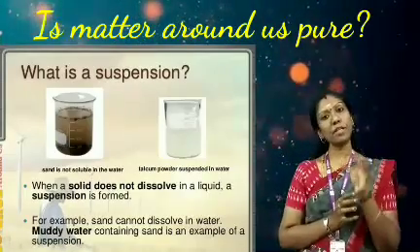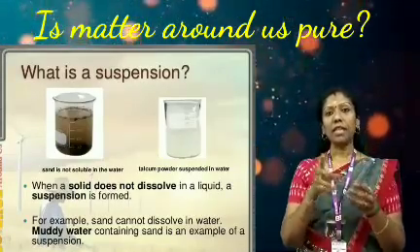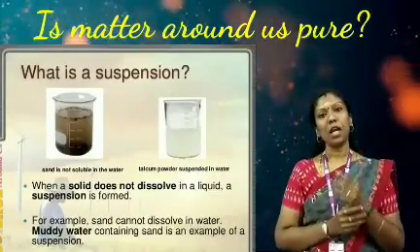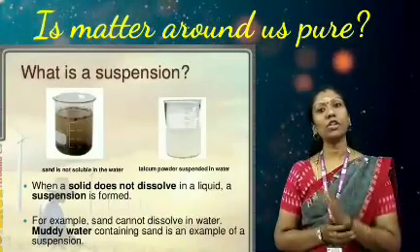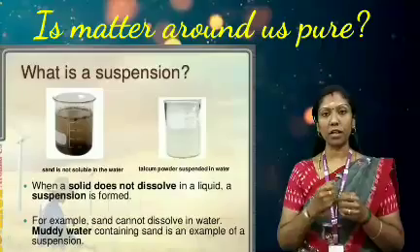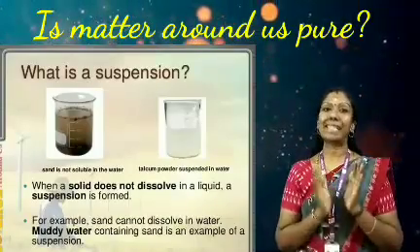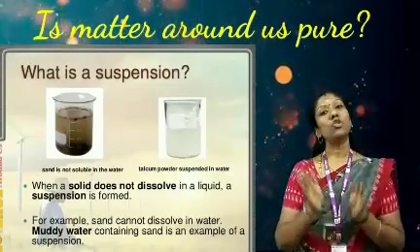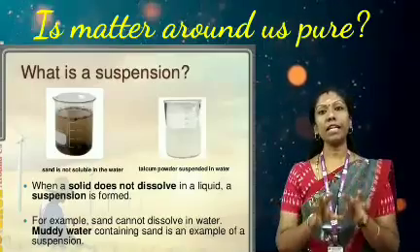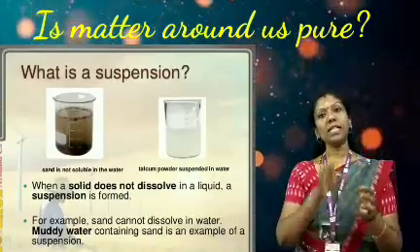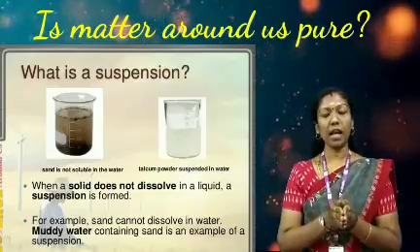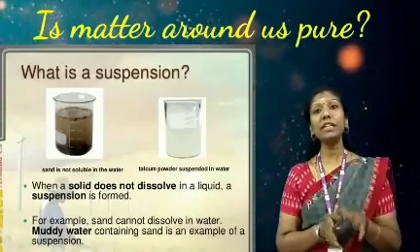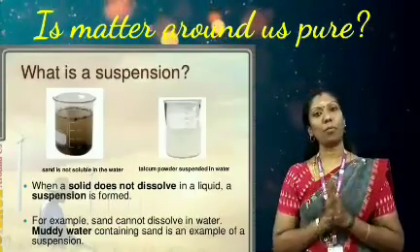Now in suspension, suspension is a heterogeneous mixture where this solute will not at all get dissolved in the solvent. For example, mud water. Mud will not get dissolved at all in water. How many times you dissolve mud in water, it will sediment down. That is what a suspension is. So suspension is a heterogeneous mixture where the solute will not get dissolved in the solvent. Since there is no dissolving process there, we can easily see the particles of the solute through naked eye, and we can filter it also. So this is how a suspension is formed.